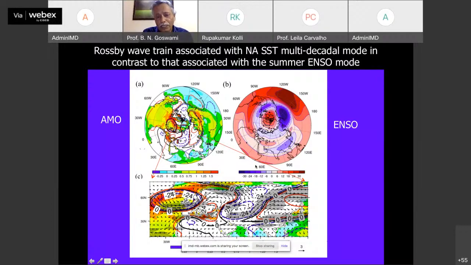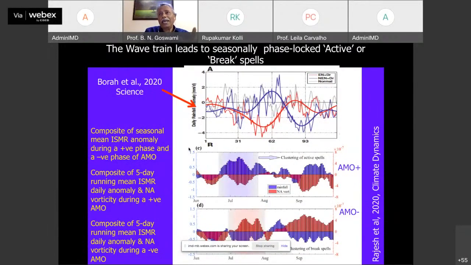This is quite different from the ENSO kind of teleconnection on interannual time scale, where the wave train propagation direction is sort of meridional, but here these are kind of zonal waves themselves, with an extension of that wave towards the subtropics, which influences our region. So this is the difference, and this is now pretty well documented. So that is clear, but the question is, how does that actually affect the monsoon rainfall?